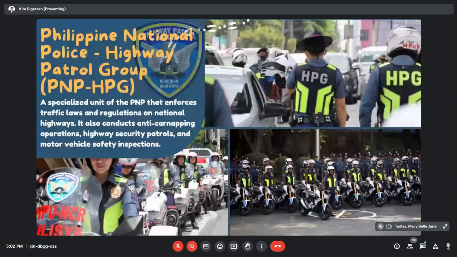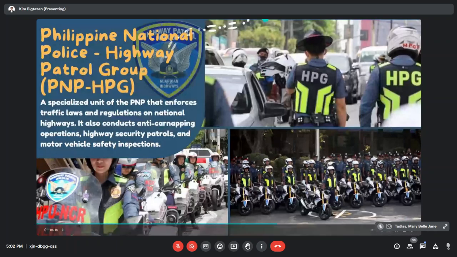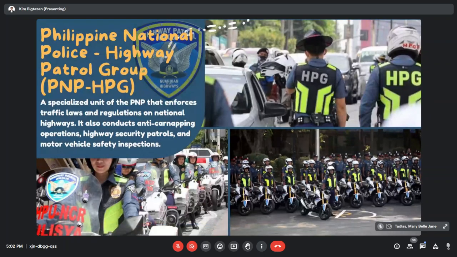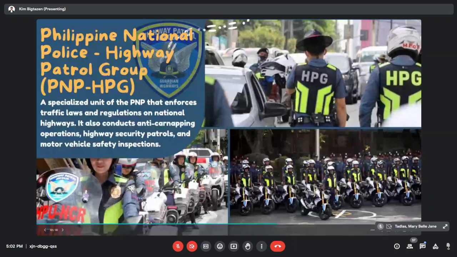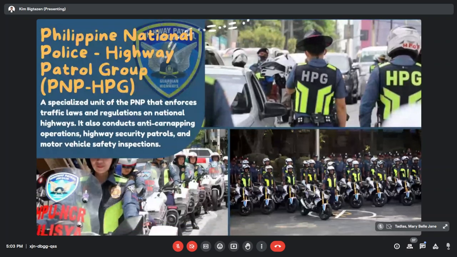So next is the Philippine National Police Highway Patrol Group, or the PNP HPG. It is a specialized unit of the PNP that enforces traffic laws and regulations on national highways. It also conducts anti-carnapping operations, highway security patrols, and motor vehicle safety inspections.